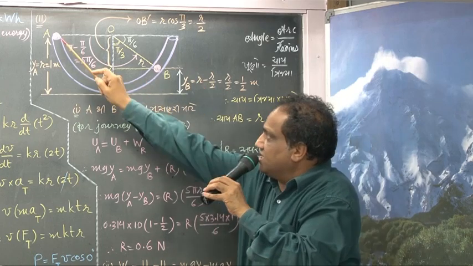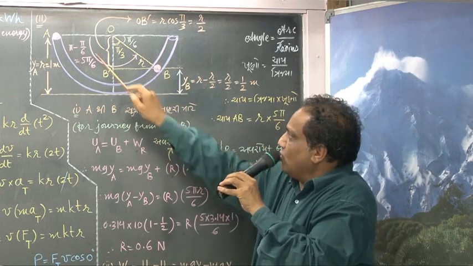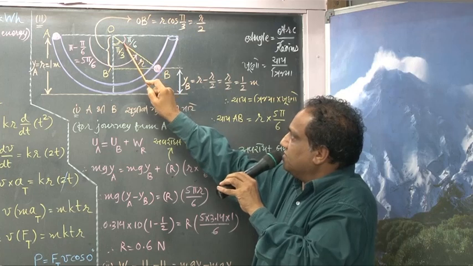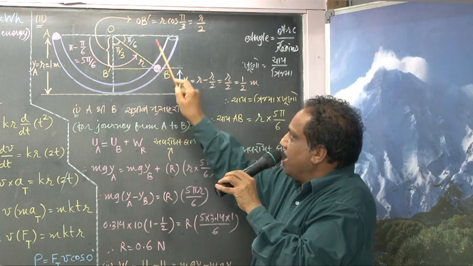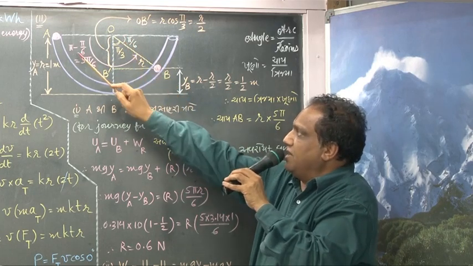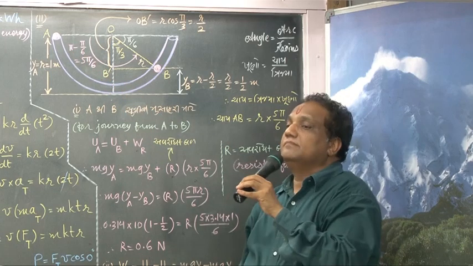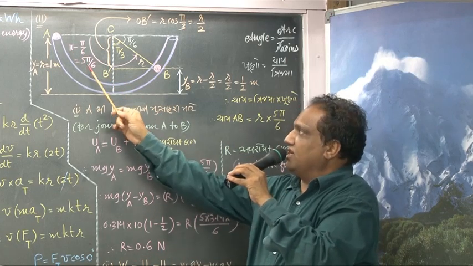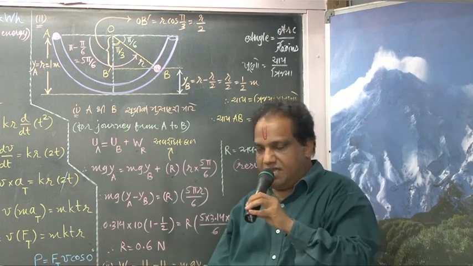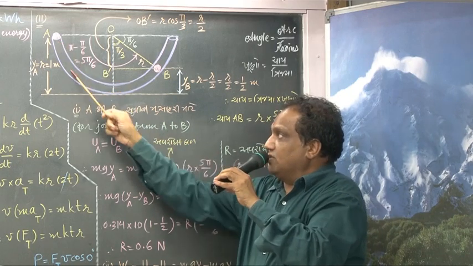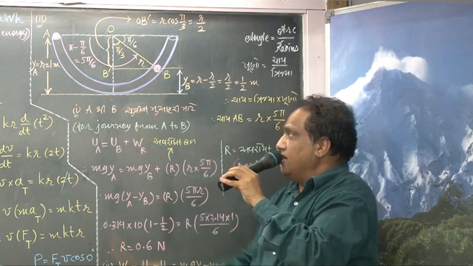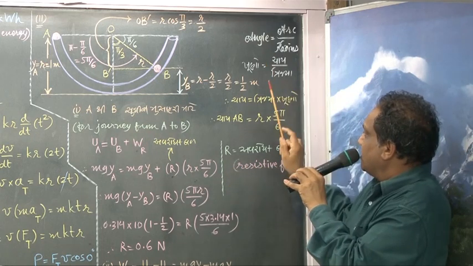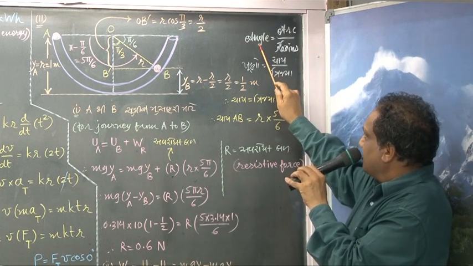Which is pi. Out of pi I should subtract this much, correct? Pi minus pi by 6. Everybody, pi minus pi by 6 is what here? 5 pi by 6. So the angle corresponding to this arc is 5 pi by 6.